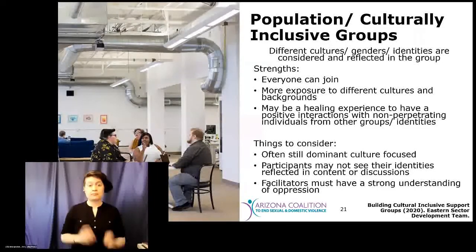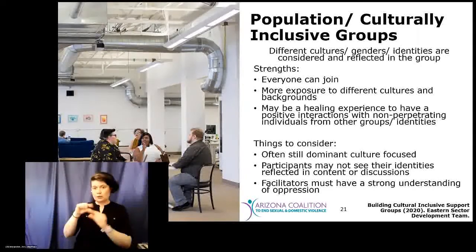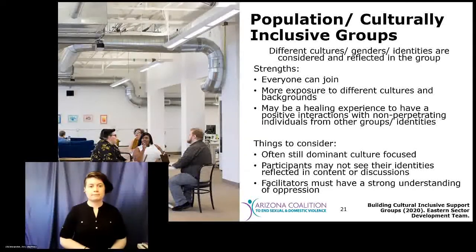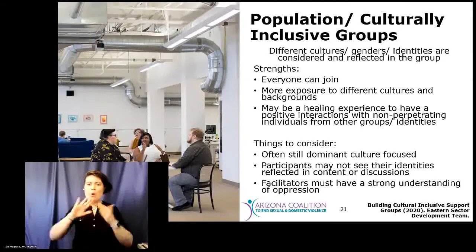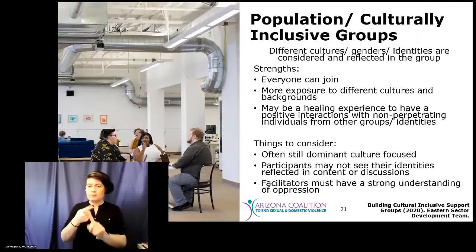Now we have population/culturally inclusive groups. And these are groups that anyone, regardless of their cultural background or identity, can attend. These groups open up and are more reflective of the entire community, and it may give survivors a chance to have interactions with people from different backgrounds and populations.